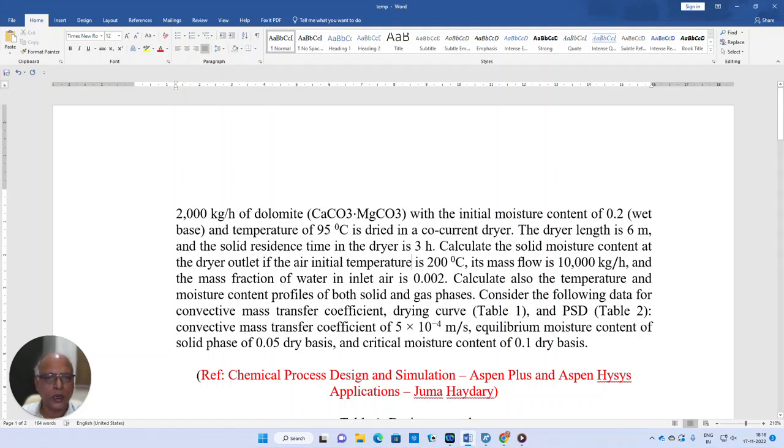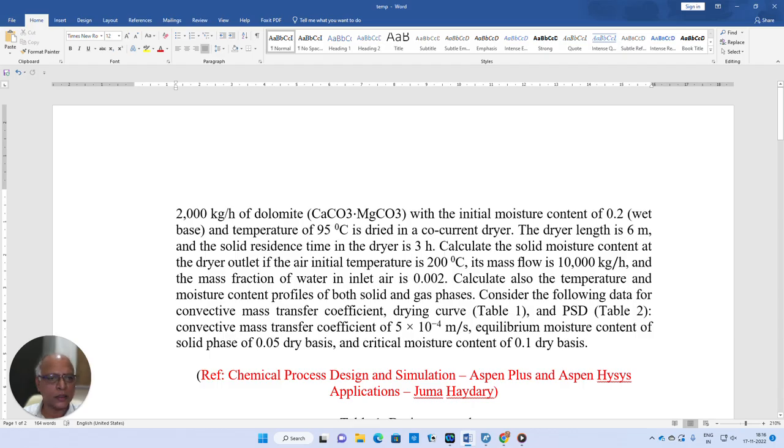Good morning. In this session, I would like to demonstrate drying of solid materials. As you can see, this problem has been taken from this reference. 2000 kg per hour of dolomite, with a moisture content of 20% at 95 degrees centigrade, is to be dried in a counter current dryer.